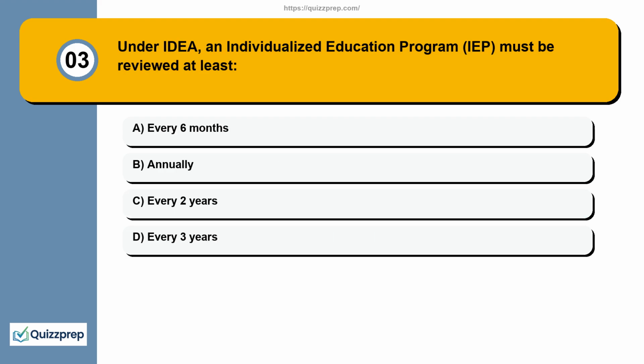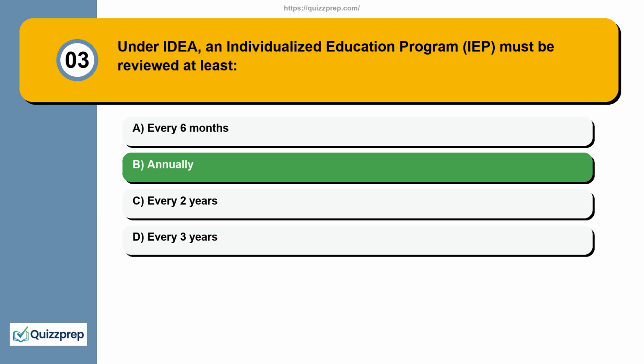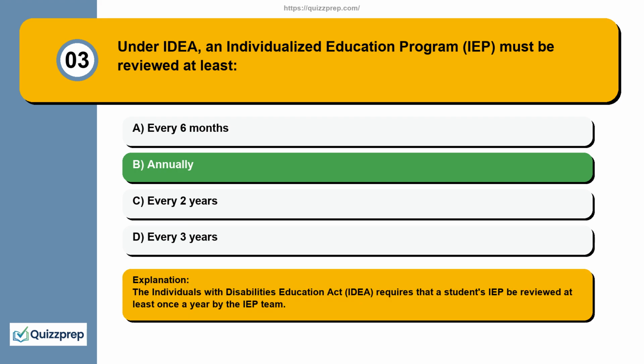Question 3. Under IDEA, an individualized education program, IEP, must be reviewed at least. Here are your options. Option A. Every 6 months. Option B. Annually. Option C. Every 2 years. Option D. Every 3 years. The correct answer is option B. Annually. Explanation. The Individuals with Disabilities Education Act, IDEA, requires that a student's IEP be reviewed at least once a year by the IEP team.